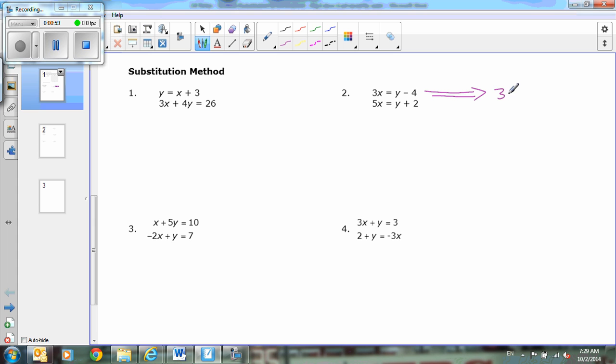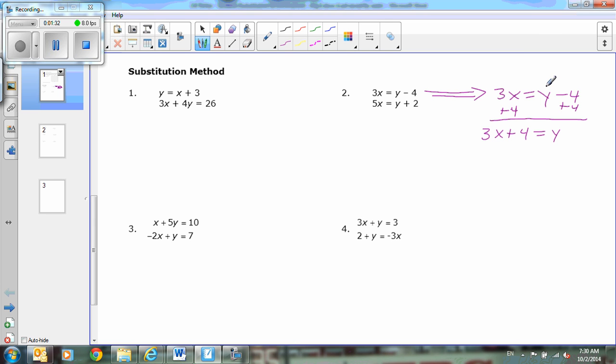So we have 3x is equal to y minus 4. If I'm solving for y, we can do that in one step. Since 4 is being subtracted from y, to undo that, we will add 4 to both sides. Okay, we get 3x plus 4 is equal to y. So we've taken the first equation and we have solved it for y.